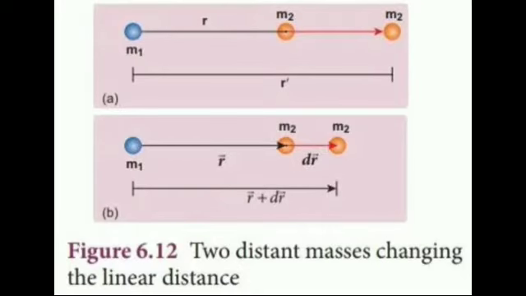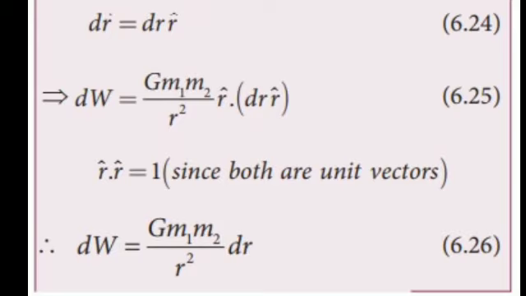So the work is given by dW is equal to F external dot dr vector. So the work is done against the gravitational force. Therefore, F vector external is equal to Fg is equal to capital G m1 m2 by r squared.